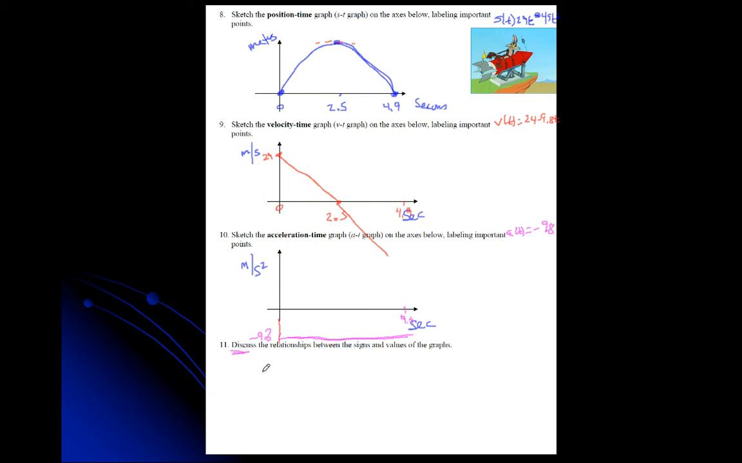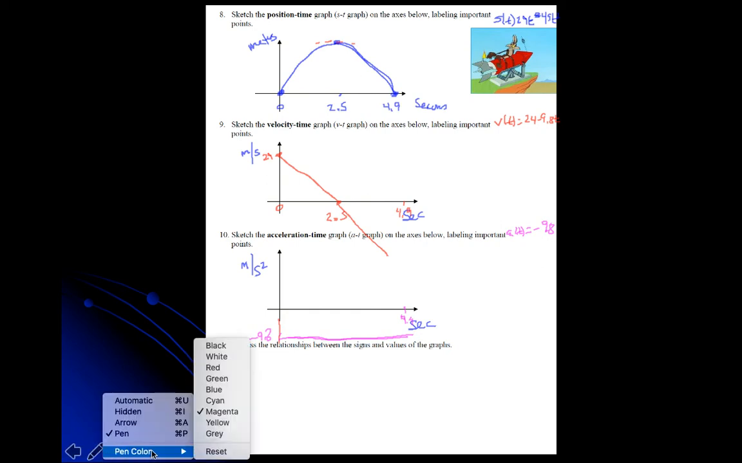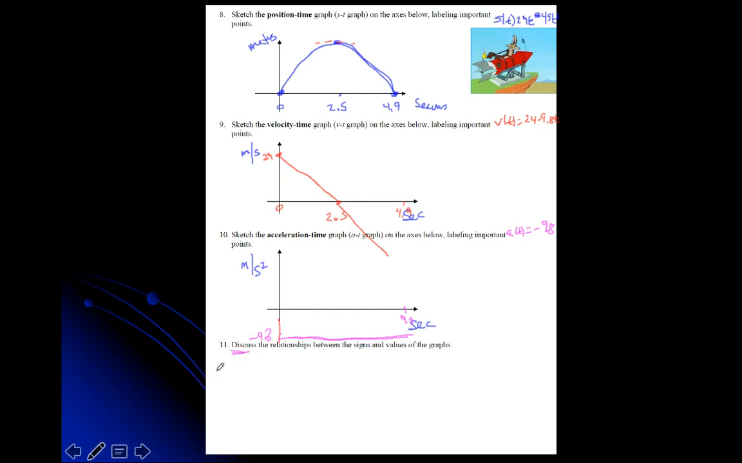So number 11 is practice. Describe the relationship between signs and the values of the graph. AP would be more specific, but this is what I'm hinting at, the relationship between the signs. So S of t, when S of t is increasing, when S of t is decreasing, what's happening?